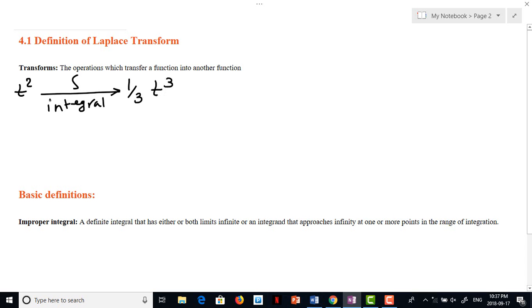In fact, you have a transform that transfers t squared, one function, to 1/3 t cubed, which is another function, and you can write the integral of t squared dt is equal to 1/3 t to the power of 3.